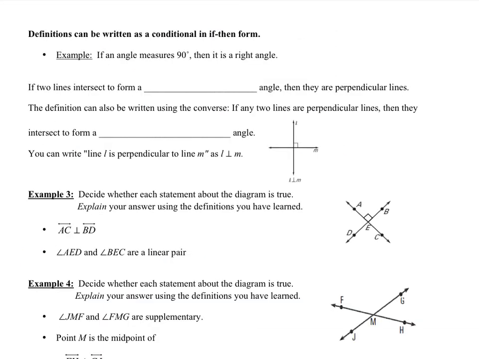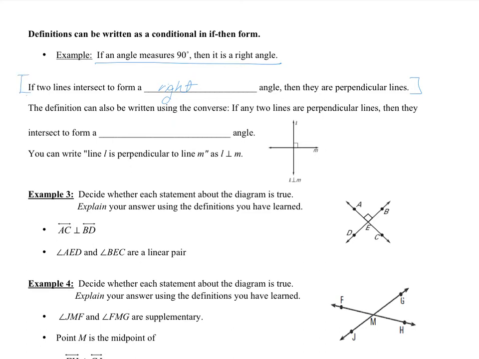Definitions can be written as a conditional in if-then form. For example, if an angle measures 90 degrees, then it is a right angle. So this would be a definition. If two lines intersect to form a right angle, then they are perpendicular lines.